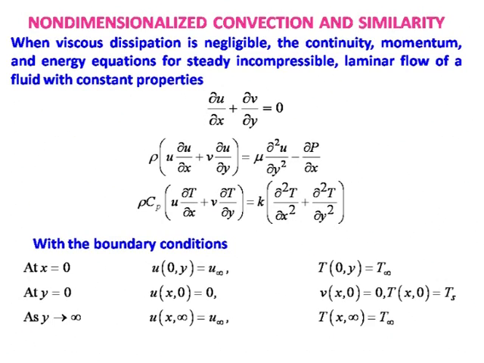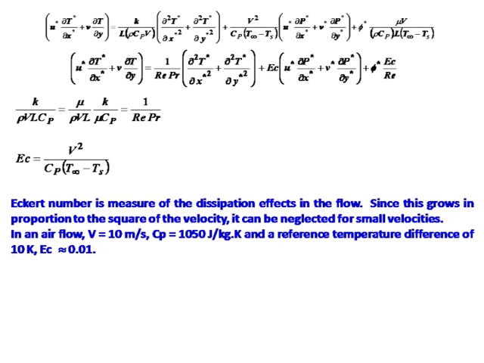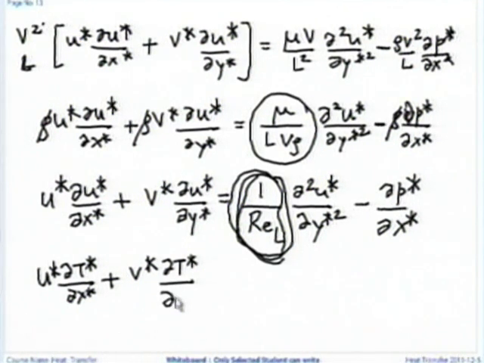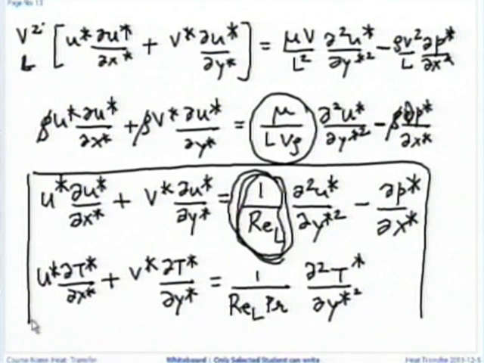And we have done the same thing for the energy equation, and we showed this just before we went for T, that it is of this form. If I neglect the viscous dissipation and the pressure work term, my energy equation reduces to u star d T star by d x star plus v star d T star by d y star equal to 1 by Re_L Pr times d squared T star by d y star squared. Please keep these two in mind. This is probably the heart of convection.